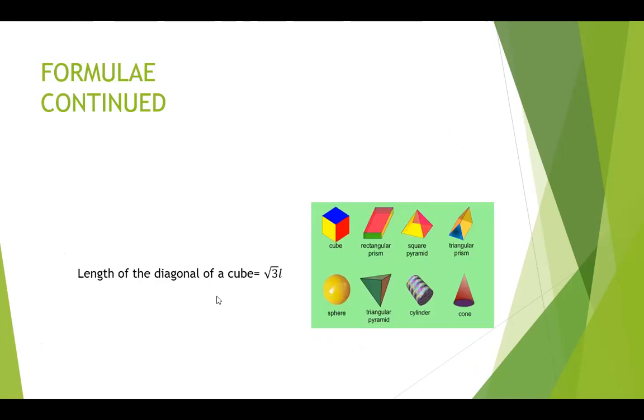Now, length of diagonal of a cube. Whenever you have a cube like this, there are 6 faces and all the sides are equal. Length of a diagonal of a cube is root 3 into L. Then surface area of a cuboid.